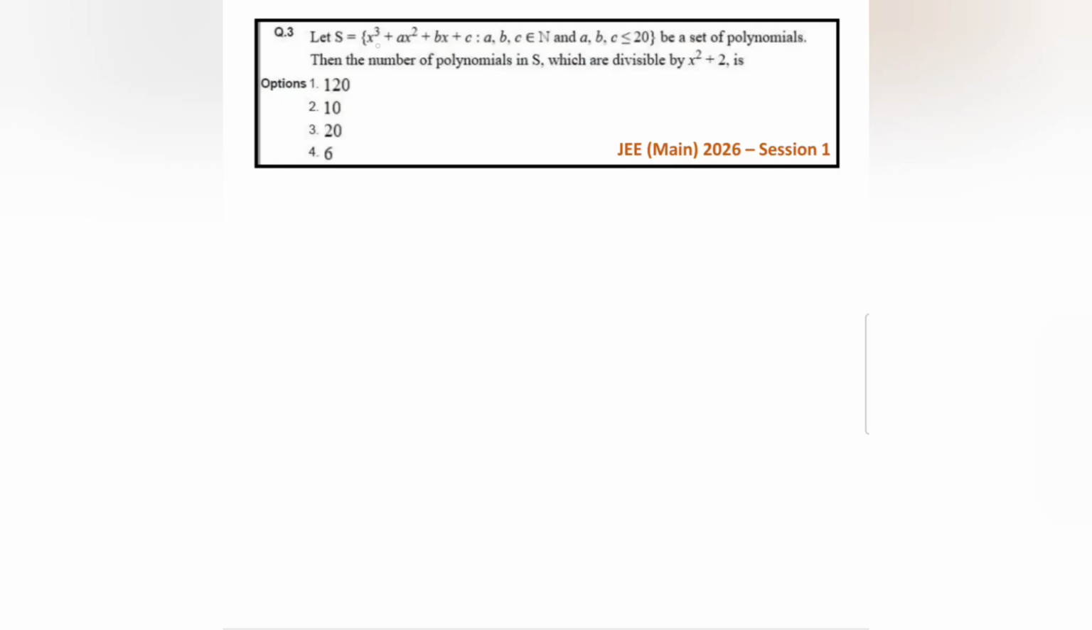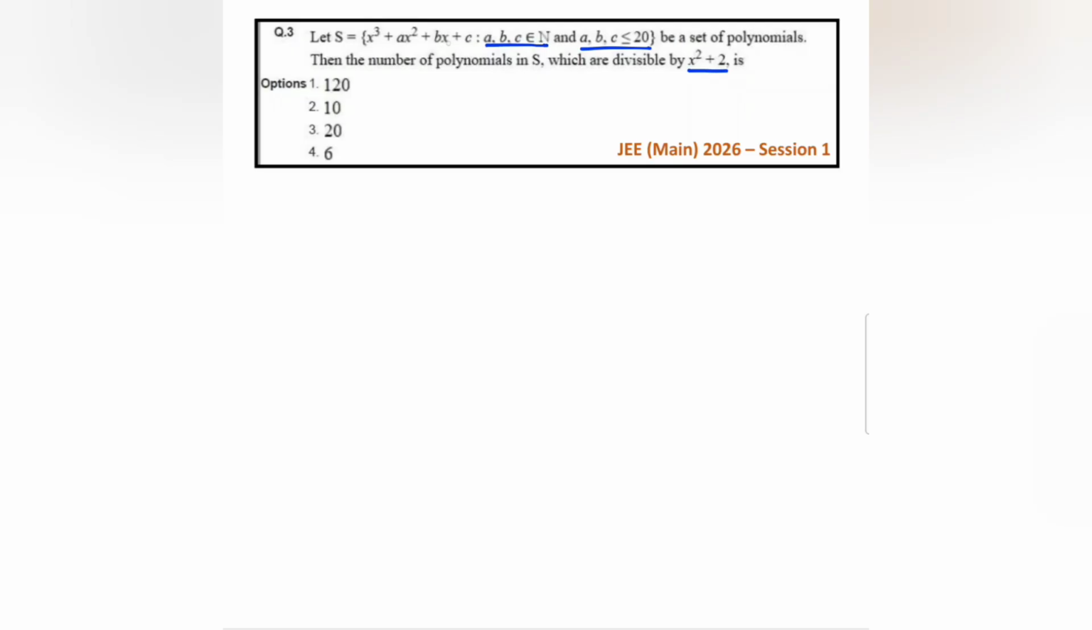Here, let S be the collection of all polynomials where a, b, c are natural numbers and a, b, c are less than or equal to 20. The set of all polynomials is given here. Then the number of polynomials such that it is divisible by x square plus 2, which means x square plus 2 must be a factor of this polynomial.